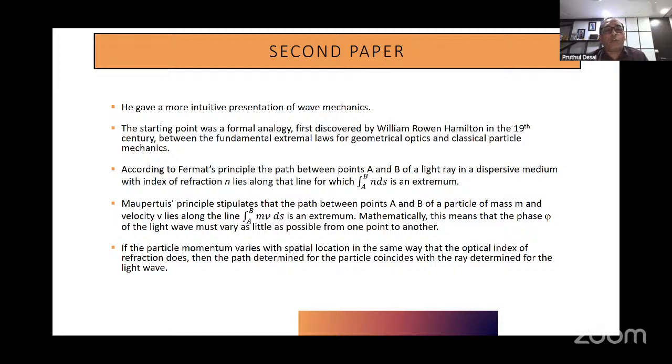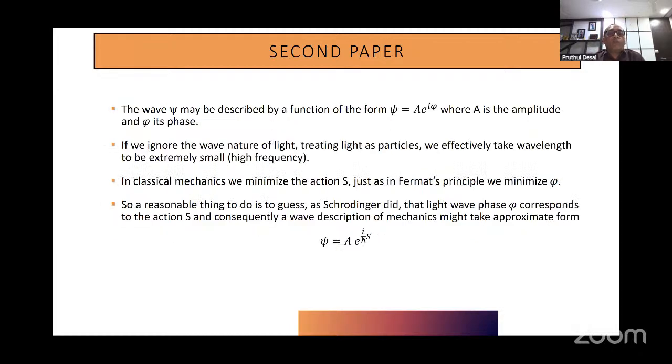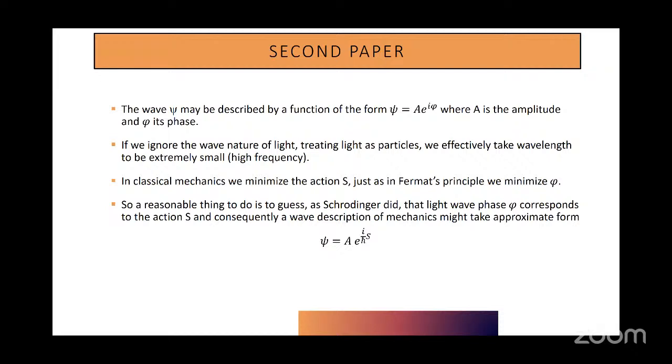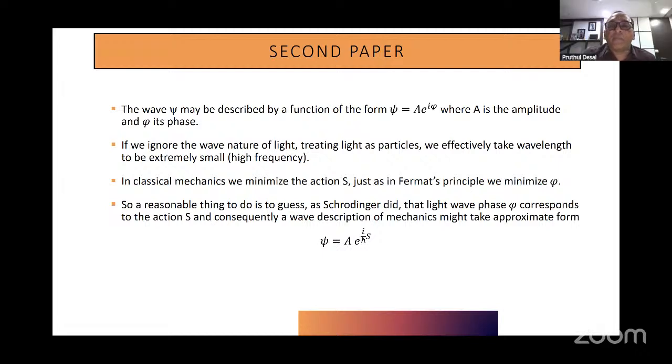So if you look at particle classical mechanics and the variation of the path of the particle, and it is similar to that of the optical index of refraction, then these two, the particle path and the path of the ray, coincide. So the wave psi may be described in such a case in the form psi is equal to A e raised to i phi, where A is the amplitude and phi is its phase.